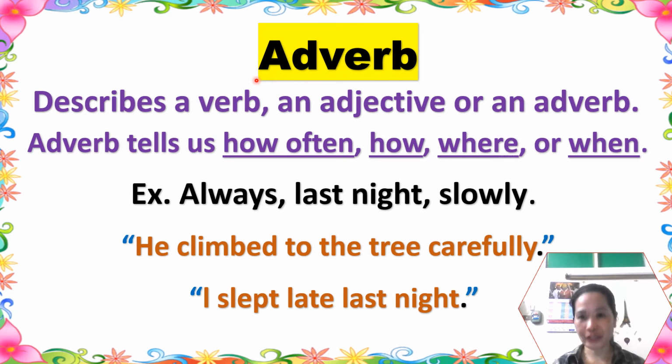Next is adverb. An adverb describes a verb, an adjective, or another adverb. An adverb tells us how often, how, where, or when. For example, always, last night, slowly. In a sentence: he climbed the tree carefully. The adverb in this sentence is carefully.